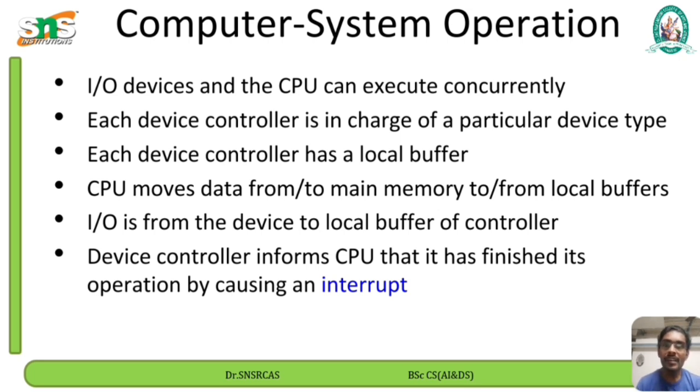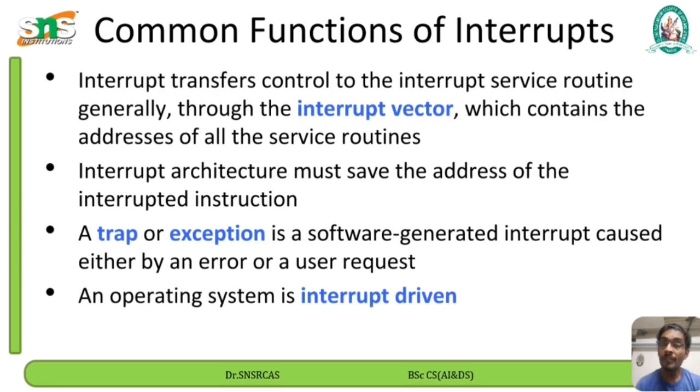Once the operating system receives an interrupt signal, it can understand that a device has started its work or has ended its work. Now, the common functions of interrupts. Interrupts transfer control to the service routine through the interrupt vector. The functionality of the interrupt vector is to transfer the signal to the main memory address of all the service routines. The interrupt architecture must save the address of the interrupted instruction.